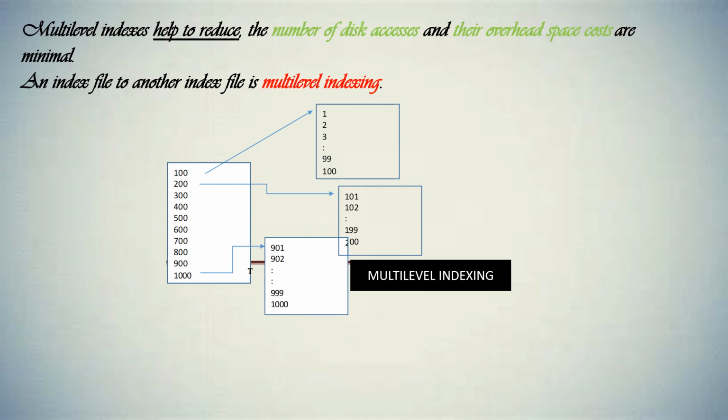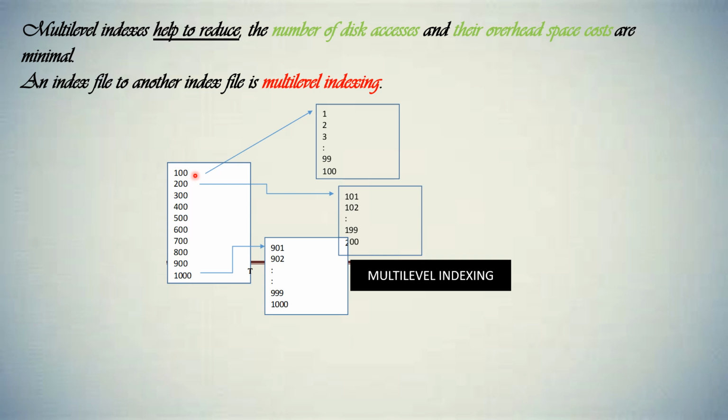Multi-level indexes help to reduce the number of disk accesses and their overhead space costs are minimal. An index file to another index file is multi-level indexing. These are the main keys: 100 till 1000. Its difference is 100, 100, 100.